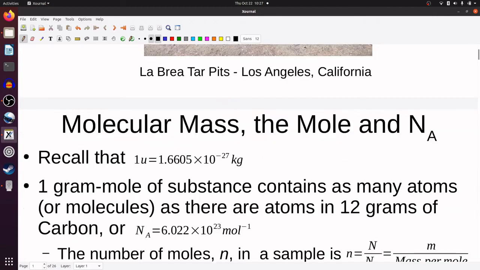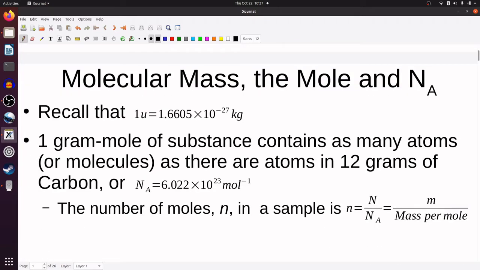But yeah. Molecular mass, the mole, and Avogadro's number, Na. This is Avogadro's number, if you don't recall from your high school chemistry class, which pretty much everyone has had at this point. It's just a short way of writing it.